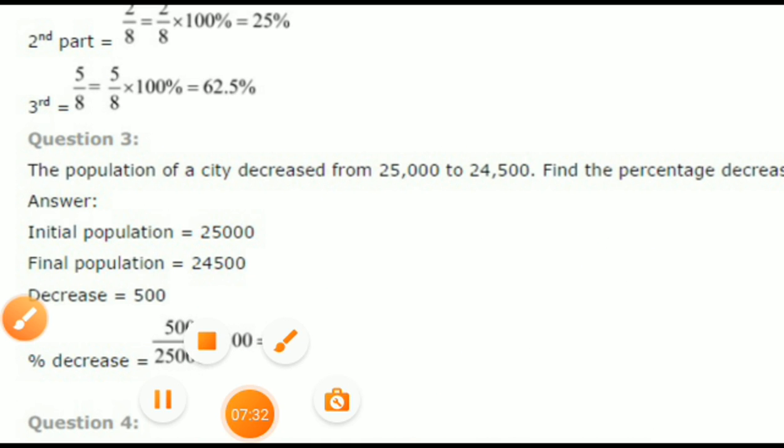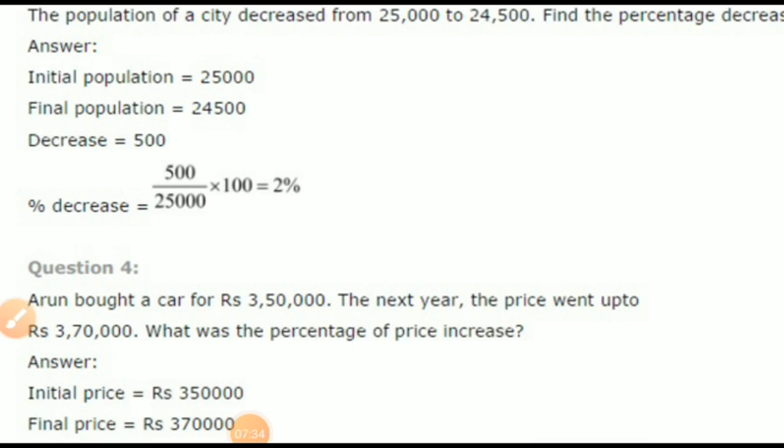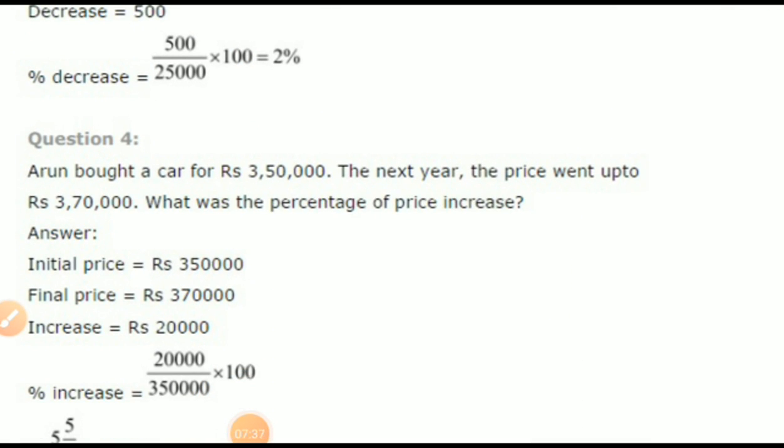Isn't it? Correct. Now look at here. Now the fourth question. You can check it out in the textbook. Arun bought a car. One car he bought for how many rupees? 3,50,000.